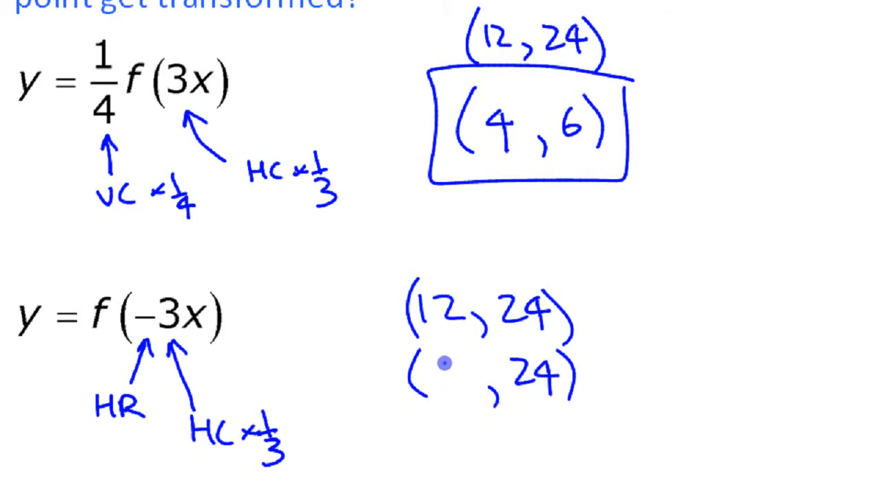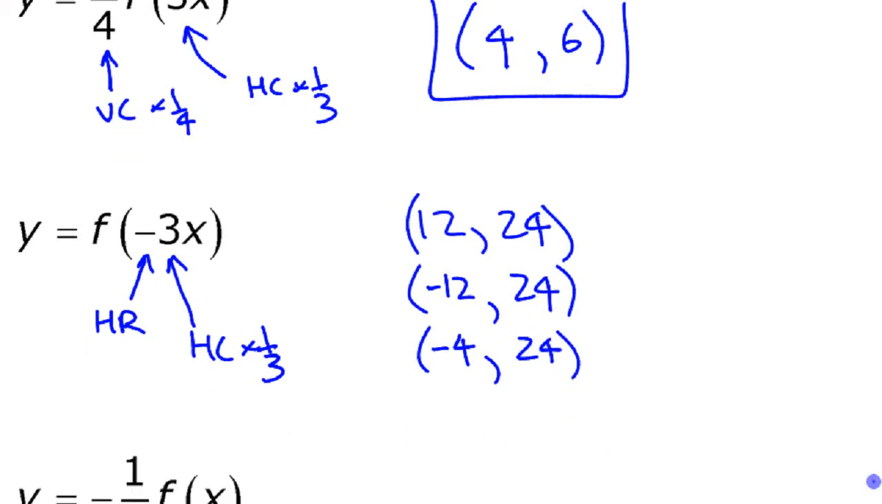That 12, if you do the reflection first, is going to become -12, and then the -12 is going to become -4. But I think you can see that if you did it in the other order, it wouldn't matter. If you made it 4 and then -4, it wouldn't make a difference. So that's where that point goes to.